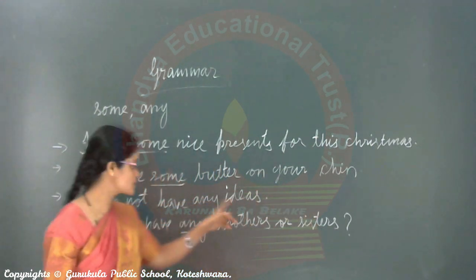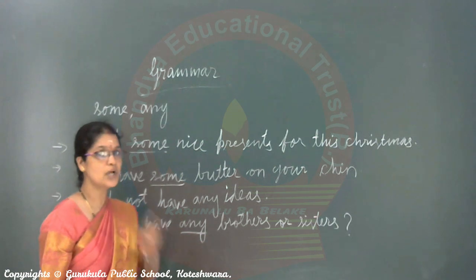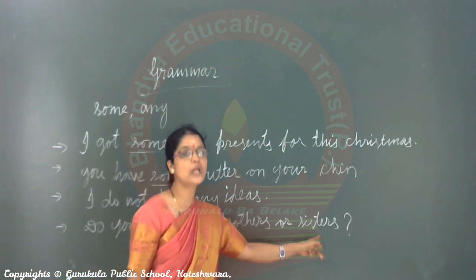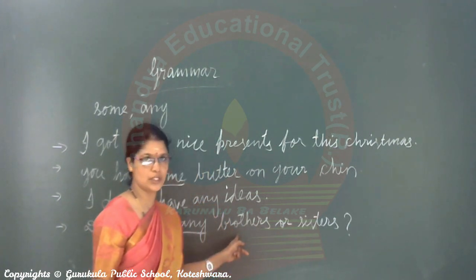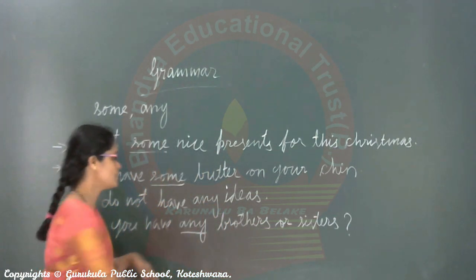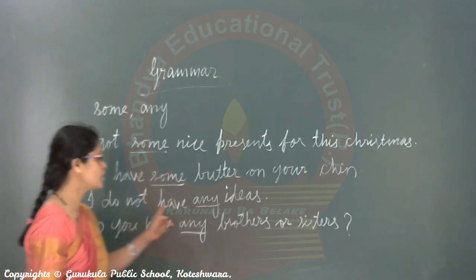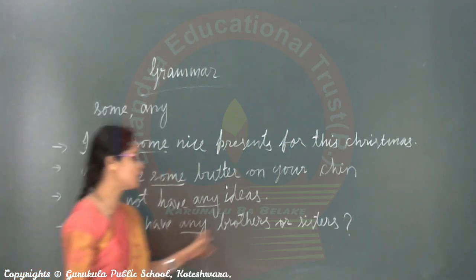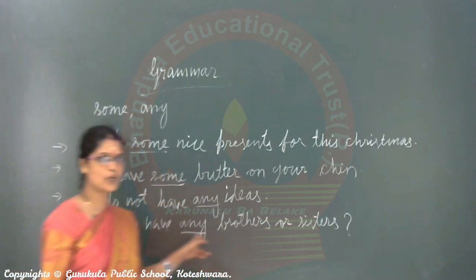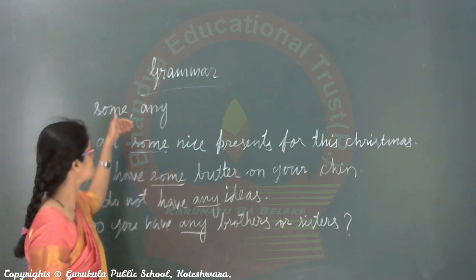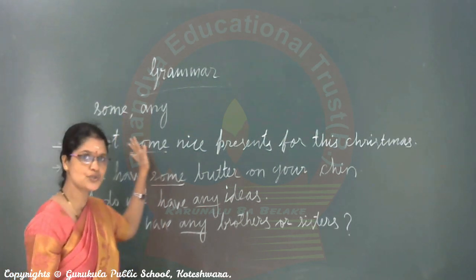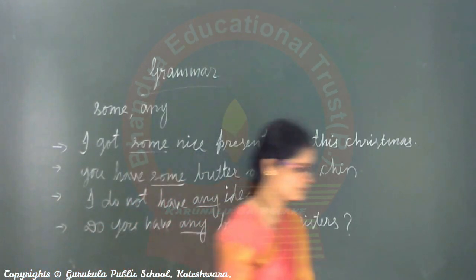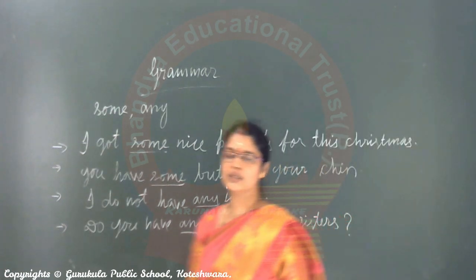And we use some and any with uncountable and plural nouns. Brothers and sisters are plural nouns. See, I have used it here, and in a question also. This one is a negative statement: I do not have any ideas. And this one, do you have any brothers or sisters? This one is a question. So how to use some and any? Have you understood? Have you cleared it?